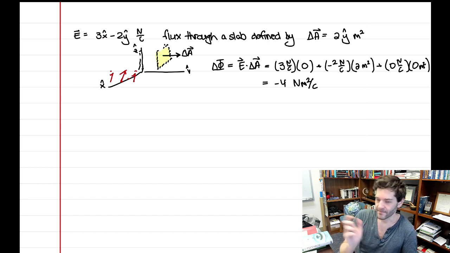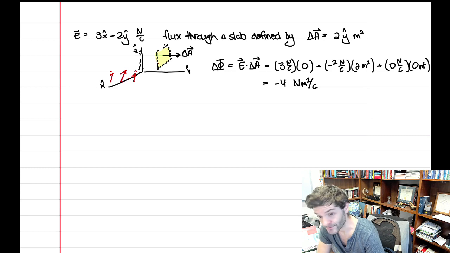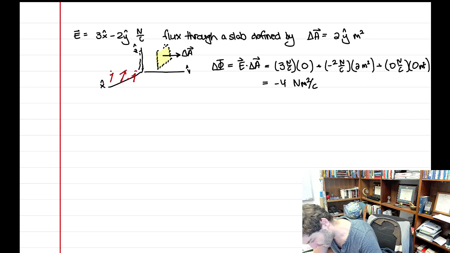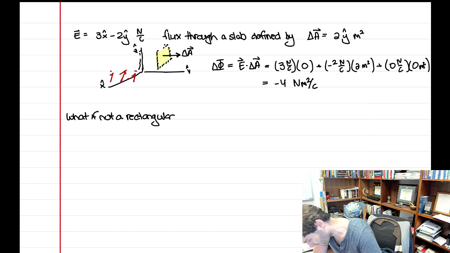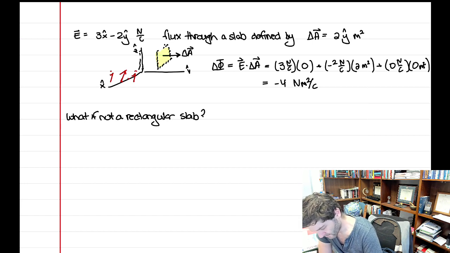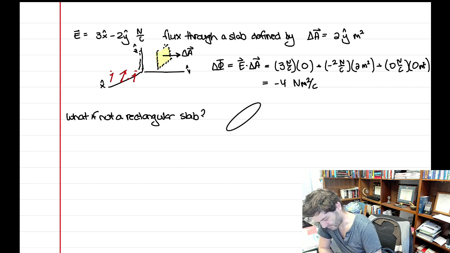So what happens if you have some irregular surface? So I could say, what if it's not a rectangular slab? For example, suppose I have a slab that is some sort of oval shape in that case.